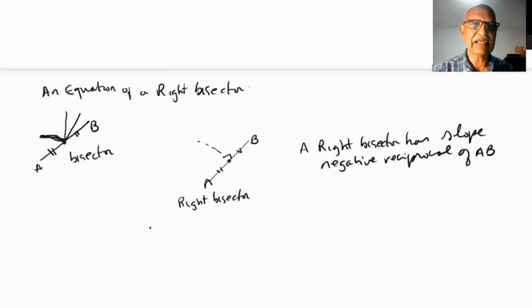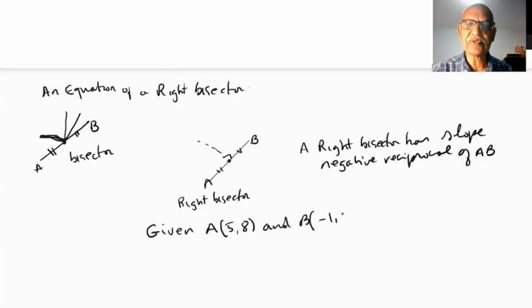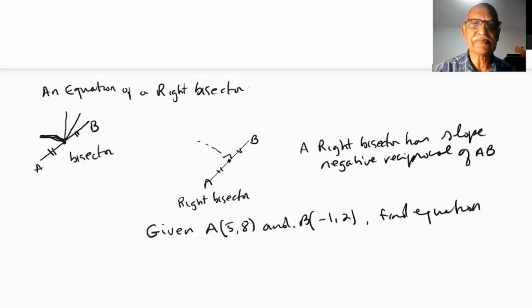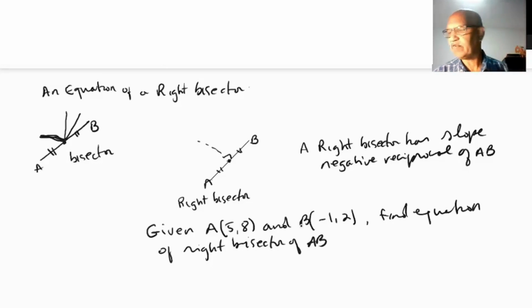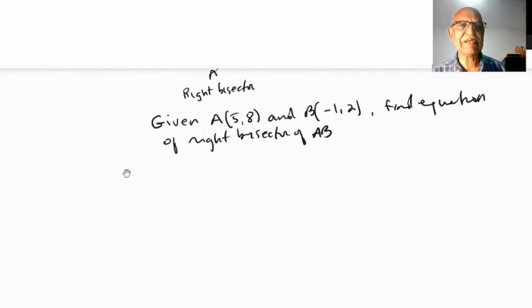Okay, so let's see an example. Given A is (5, 8) and B is (-1, 2). Find equation of right bisector of AB. So we'd like to find an equation of the right bisector of AB.